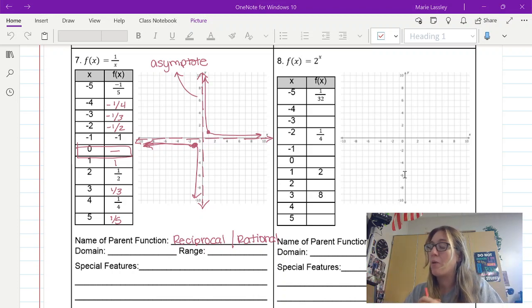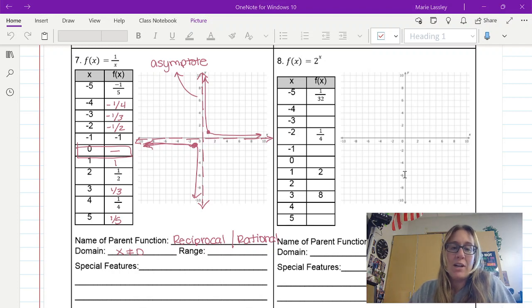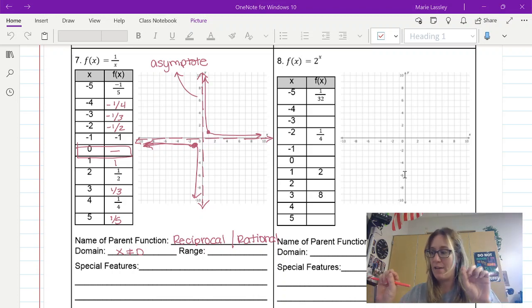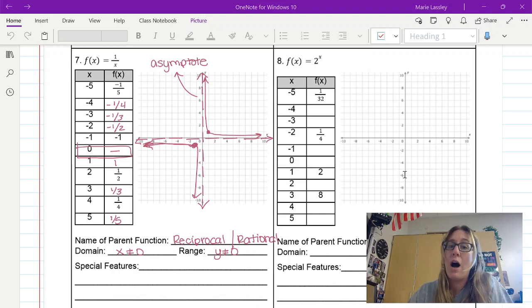So for our domain, we are skipping over 0. We could say just x cannot equal 0. That will work. So let's assume that you have all x's except 0. And then for the range, as you can see, it's also not going to cross over the y or the x-axis to give you a y value there. So you also don't have y as 0. So x can be everything except 0, and y is going to be everything except 0. Special features: we have 2 asymptotes.